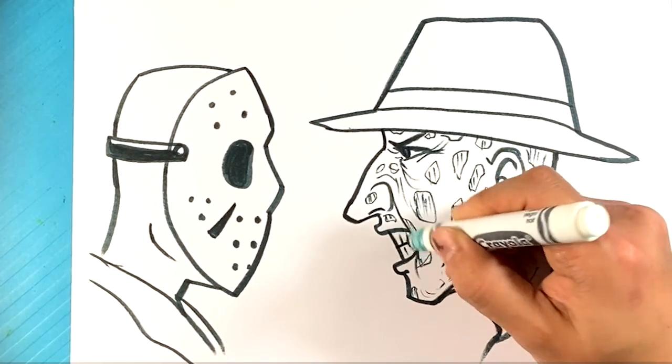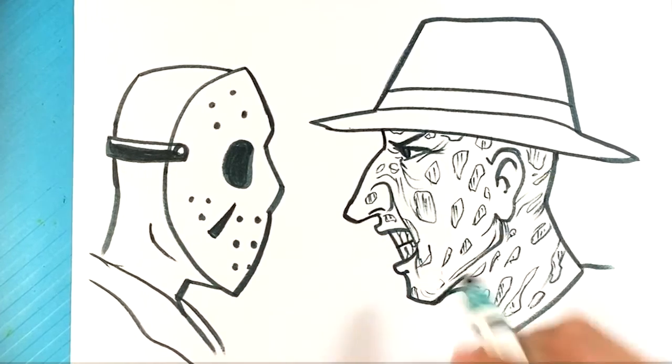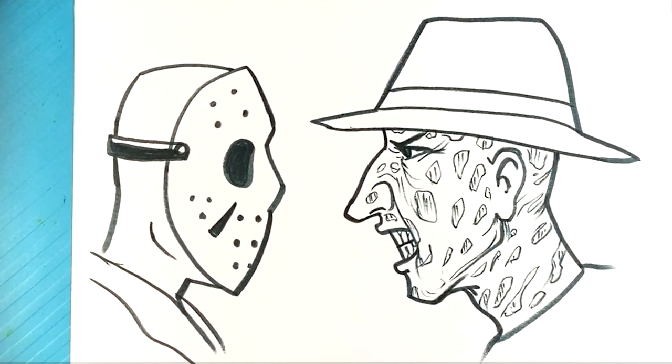And draw some lines over here for the teeth. I don't really know. Sometimes he has sharp teeth. Sometimes he has normal teeth. But there you go.